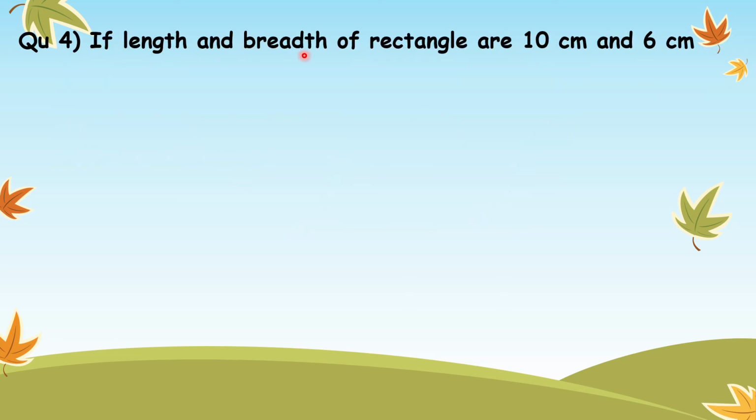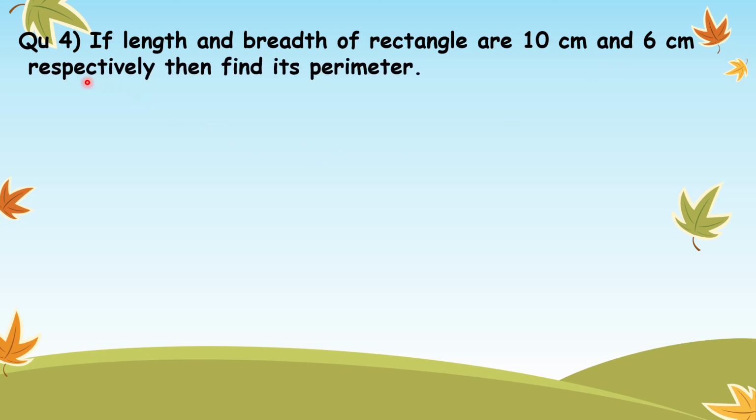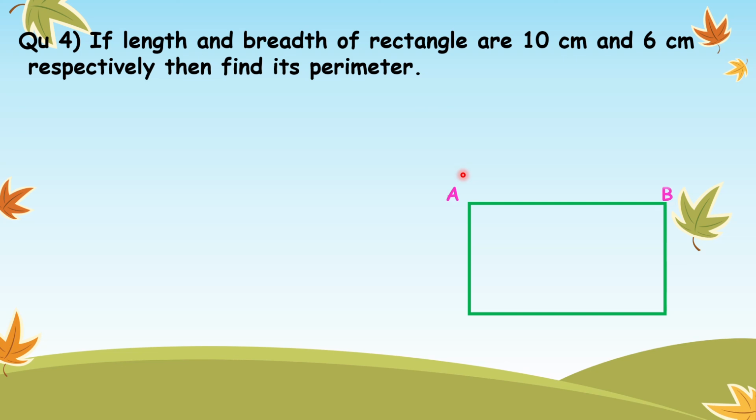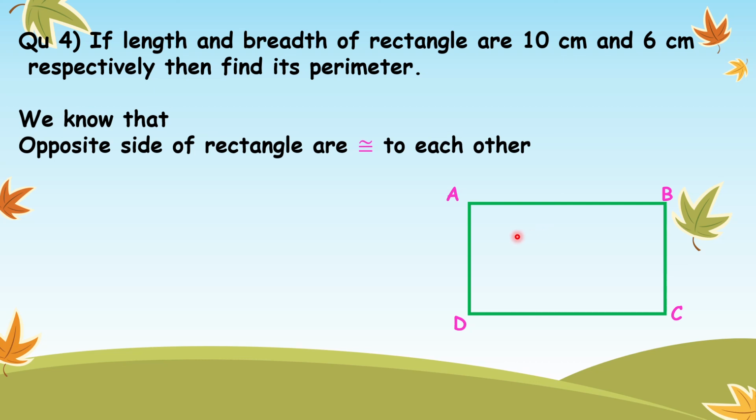If the length and breadth of a rectangle are 10 centimeter and 6 centimeter respectively, then find its perimeter. Quadrilateral ABCD is the rectangle. We know that the opposite sides of a rectangle are congruent to each other. So AB is congruent to CD. AB is the length of the rectangle which is given 10 centimeter. Therefore, AB is equal to CD is equal to how much?